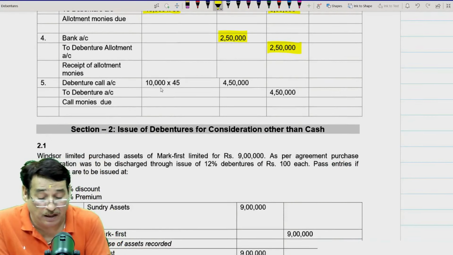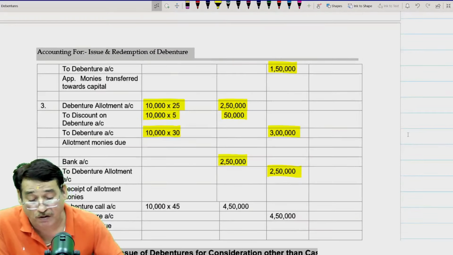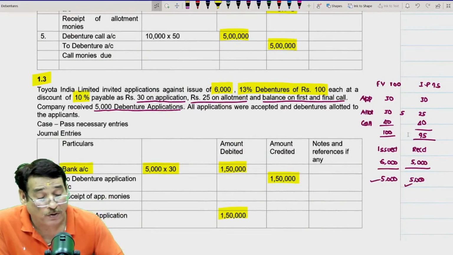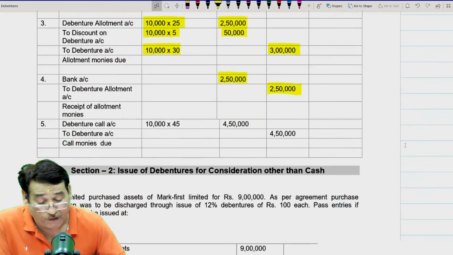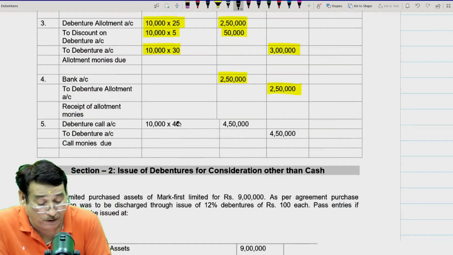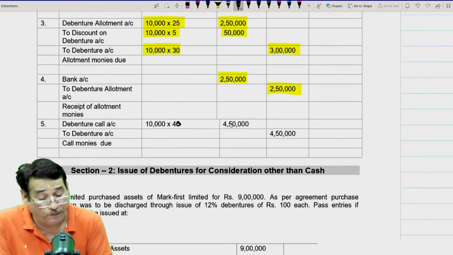Then you will pass the entry for call amount. Actually, call amount is not 45, it is 40. So please rectify it. So call amount actually is 40. So 10,000 into 40, or 45? It was 40 only. So 4 lakh, 4 lakh.